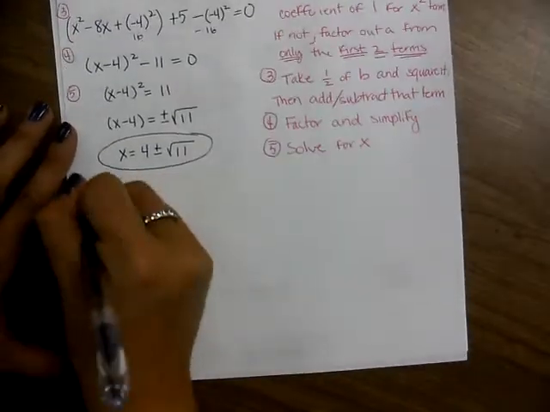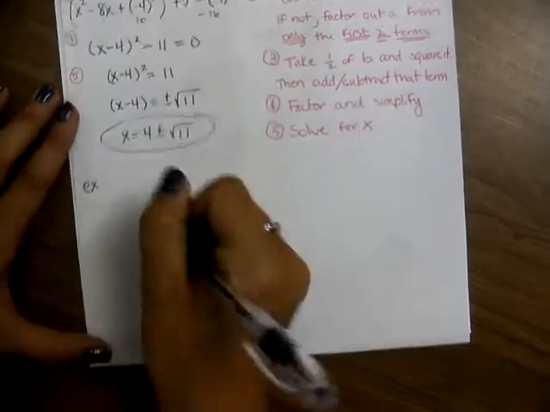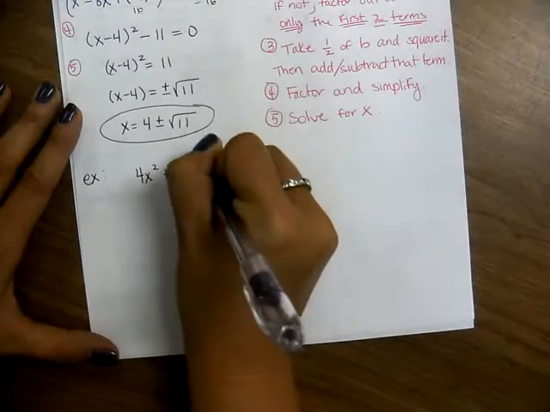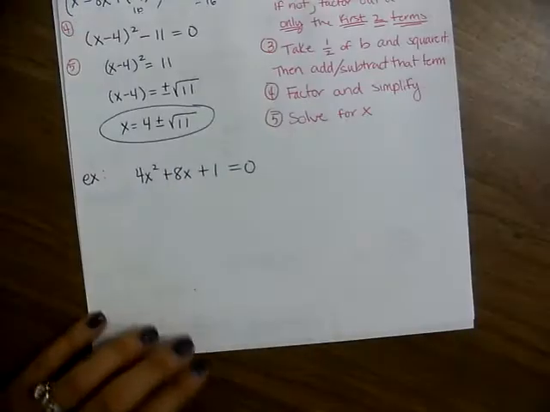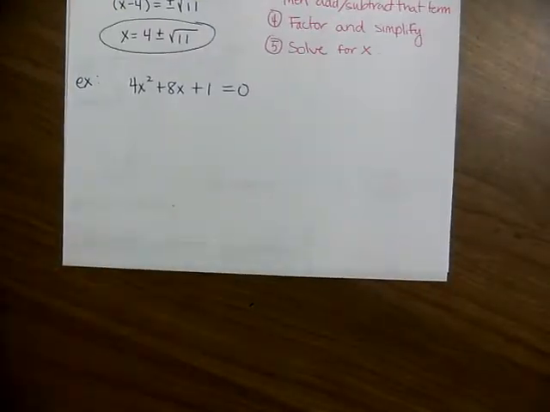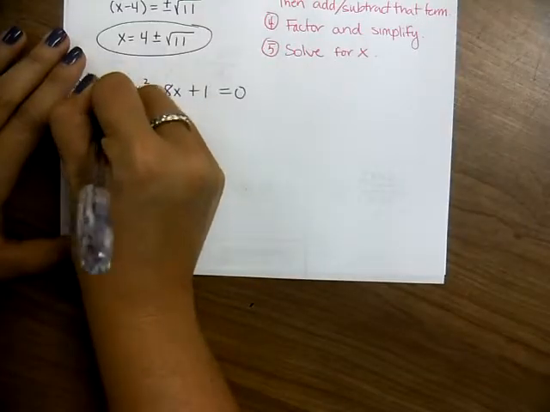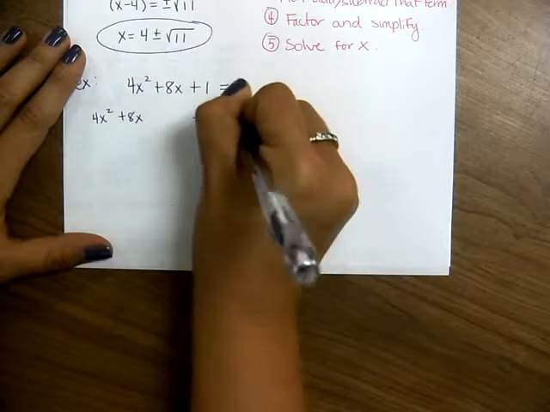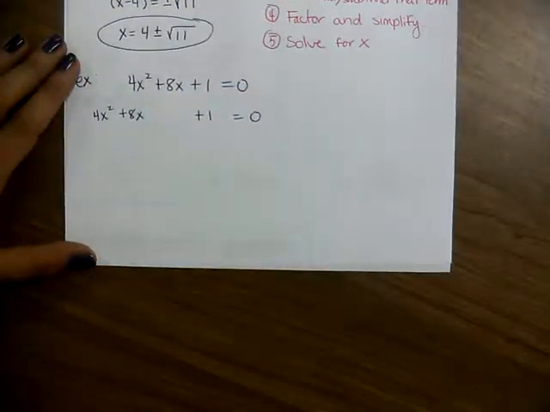Okay, so let's look at this. 4x squared plus 8x plus 1 equals 0. Okay, so the first thing I'm going to do is step 1. I'm going to scoot over the c term. So I'm going to have 4x squared plus 8x, make some space, put my plus 1, and then equals 0.